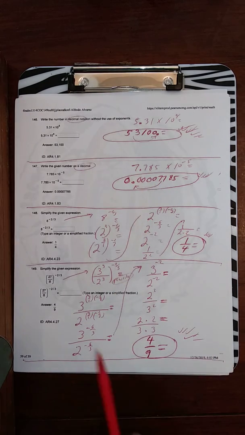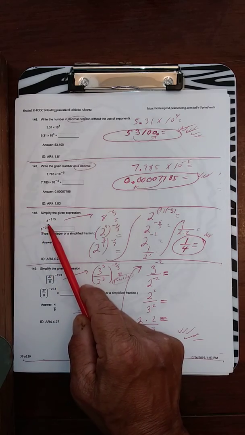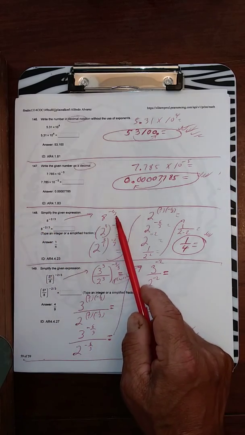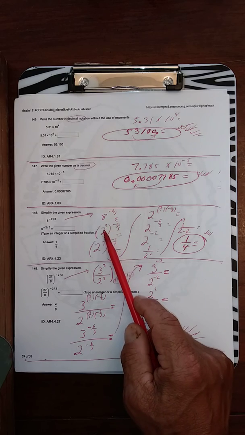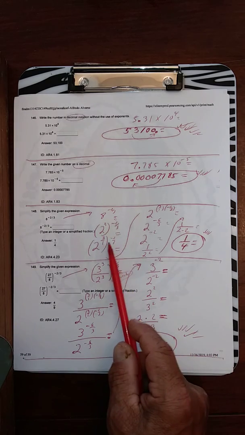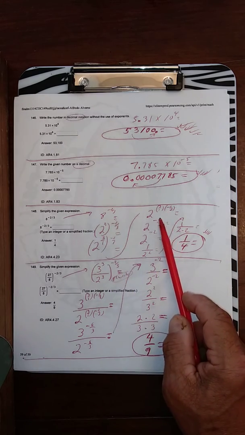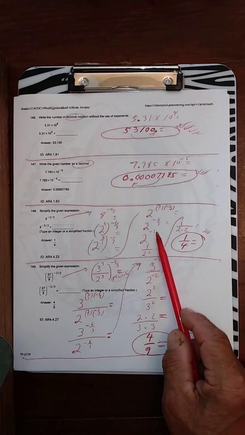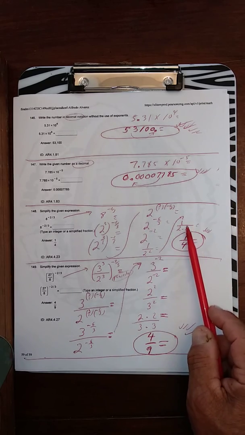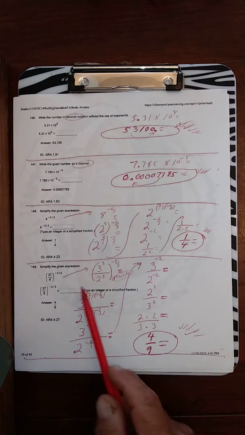Yes. And 8 to the negative 2/3. You write 8 as 2 cubed, and multiply the powers. So that's going to be negative 6 over 3, which is negative 2. Rewrite it: 1 over 2 squared. That's going to be 1 over 2 times 2, which is 1 over 4.